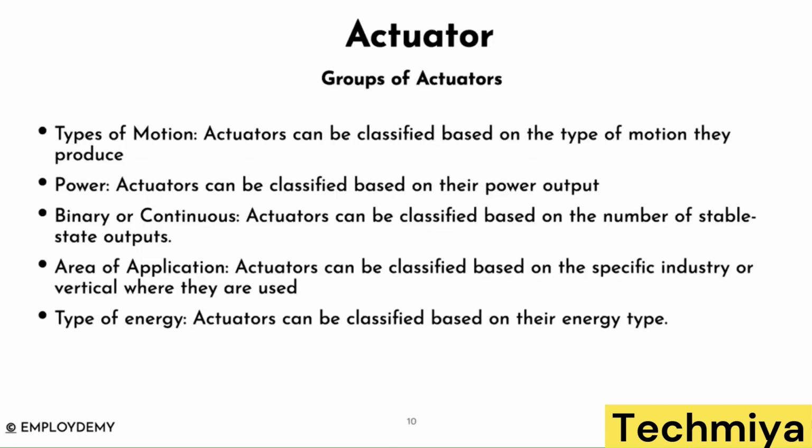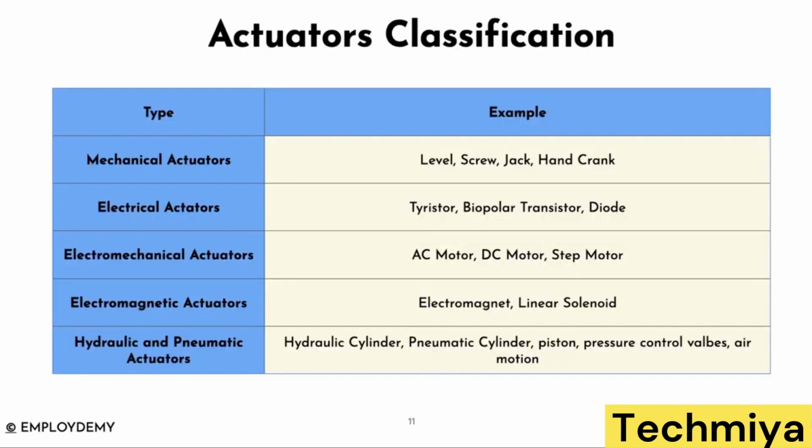Based on type of motion, you have actuators which can be defined based on type, based on the power consumption, based on whether it is discrete or continuous, area of application where you'll be using it, and types of energy that it will be using. For example, mechanical actuators: you have lever, screw, jack, hand crank. These are all mechanical actuators.